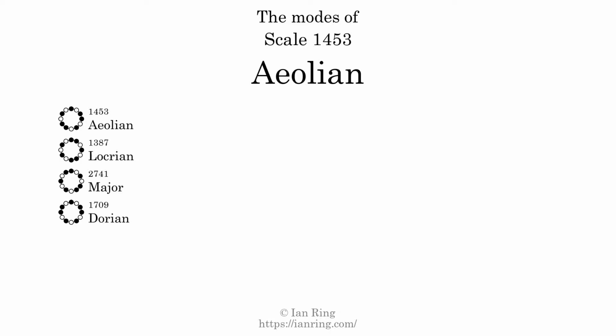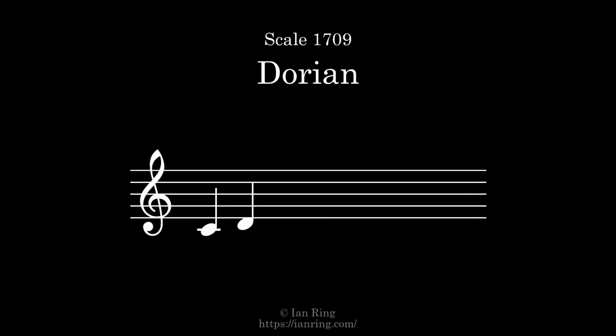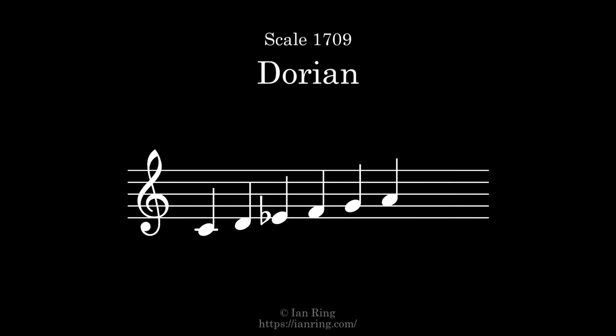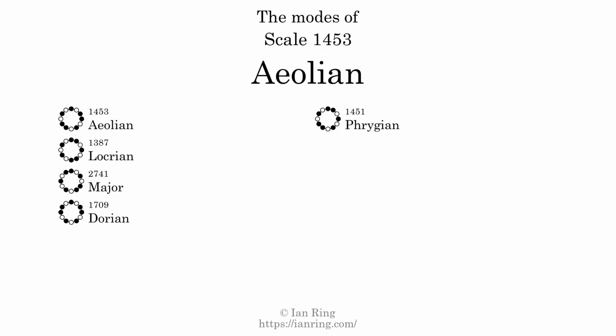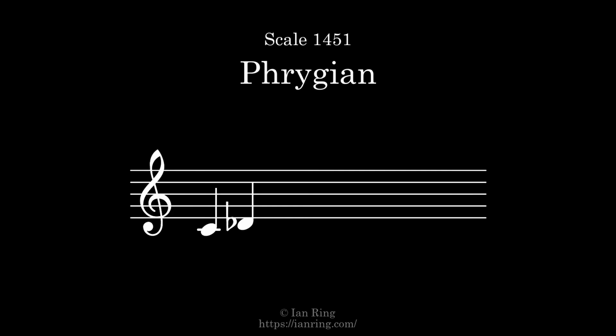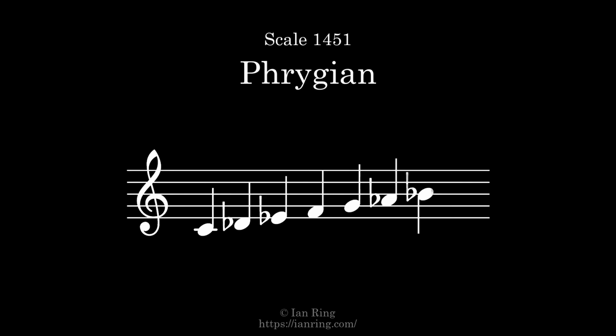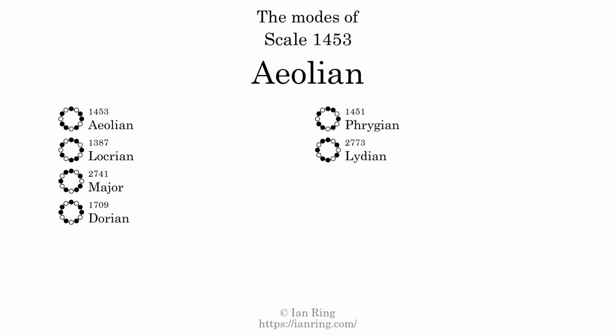The fourth mode is scale 1709, also known as Dorian. It sounds like this. The fifth mode is scale 1451, also known as Phrygian. It sounds like this. The sixth mode is scale 2773, also known as Lydian. It sounds like this.